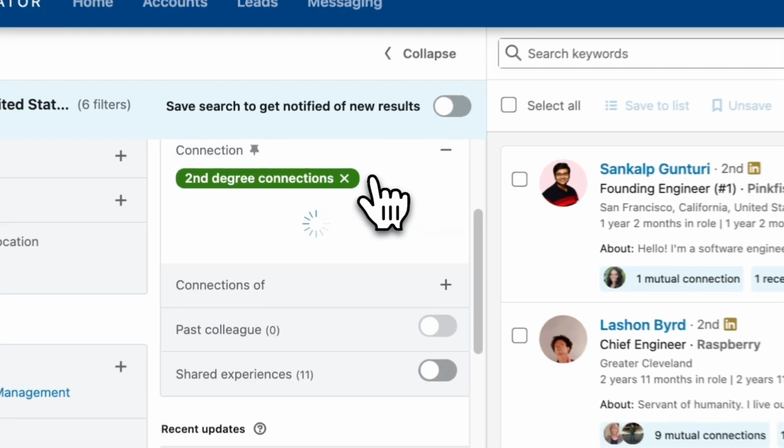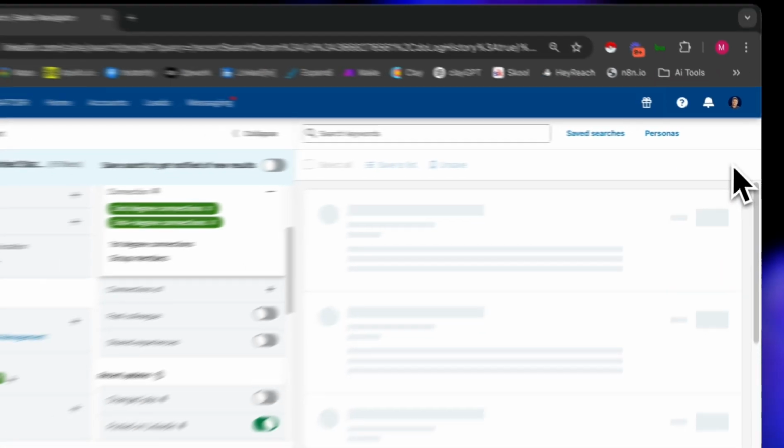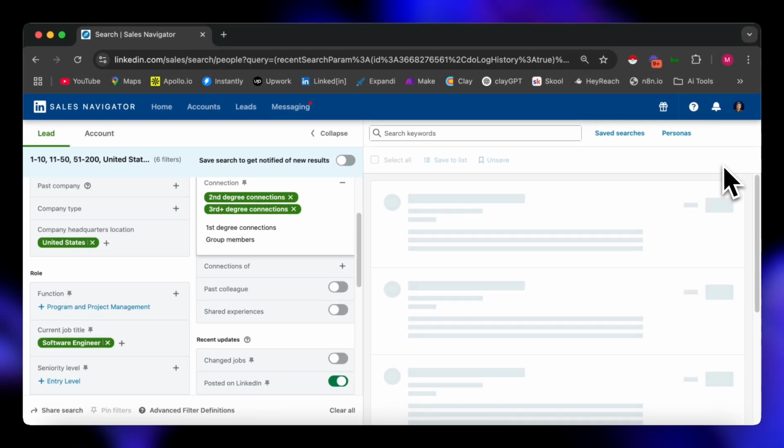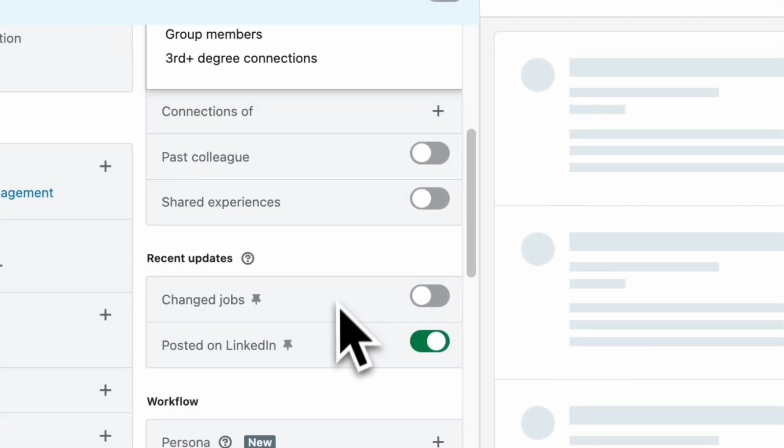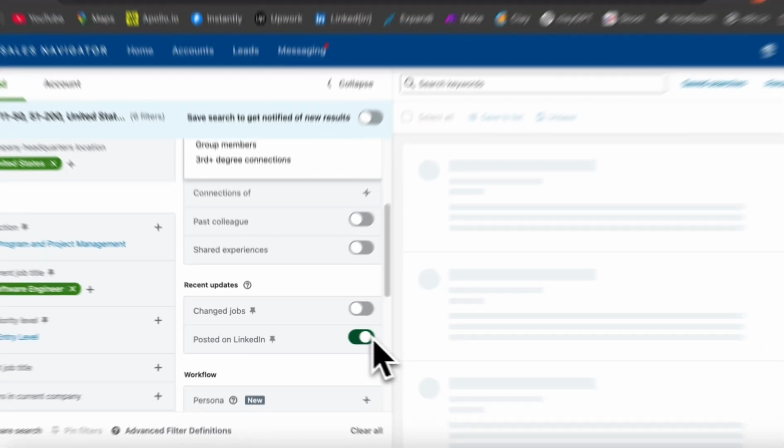Now, going back up here to a quick little discussion about that depth of market, which I mentioned, because we started with 120,000, and once we added second degrees, we dropped to 3,000, and notice that we only have 6,000. So this is a pretty significant optimization for software engineers in particular, is this posted on LinkedIn.